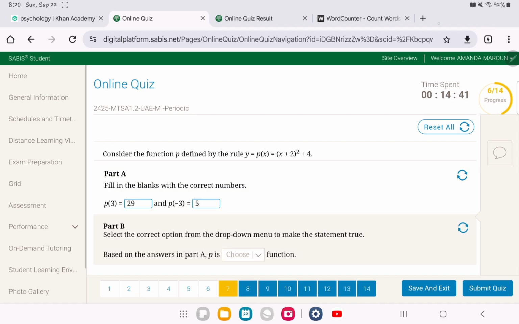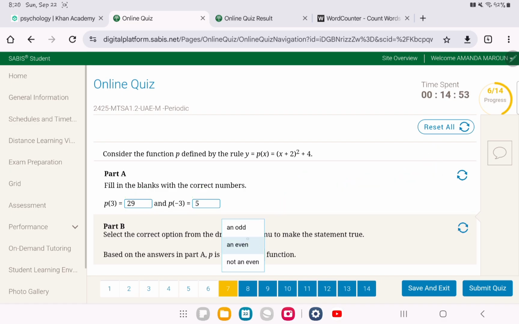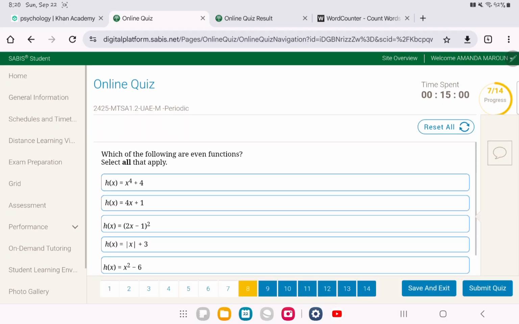Now for part B, look, this value and this value are in no way similar, are in no way equal. So it's not even and not odd. So it's neither even nor odd. So it's not an odd, it's not an even, so we choose the option that it is not an even function. Now, which of the following are even functions?